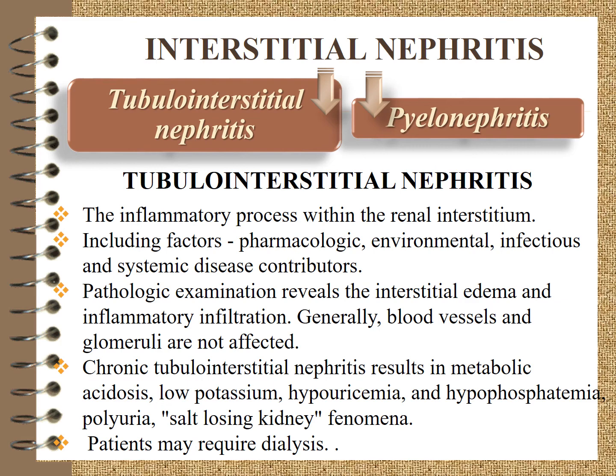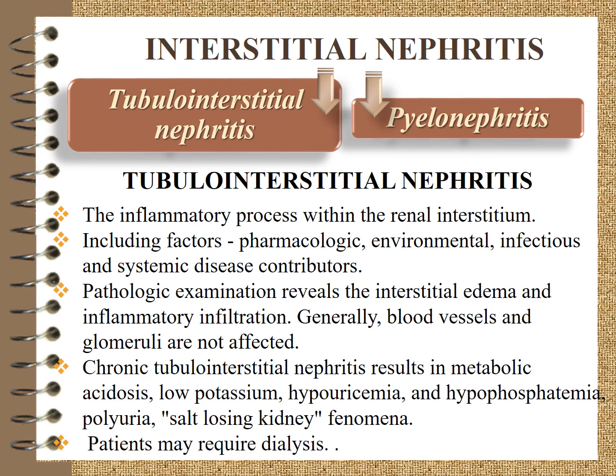Pathologic examination will reveal the presence of interstitial edema and inflammatory infiltration with various white blood cells, including neutrophils, eosinophils, and lymphocytes. Generally, blood vessels and glomeruli are not affected. And electron microscopy shows mitochondrial damage in the tubular epithelial cells, vacuoles in the cytoplasm, and enlarged endoplasmic reticulum.